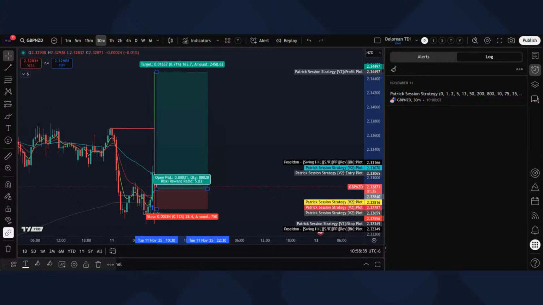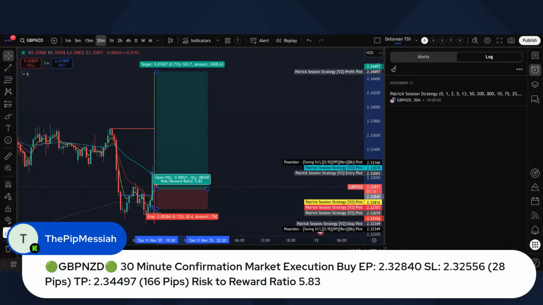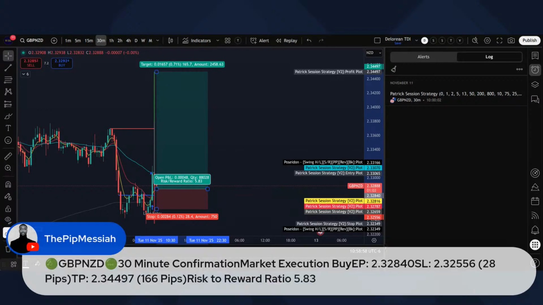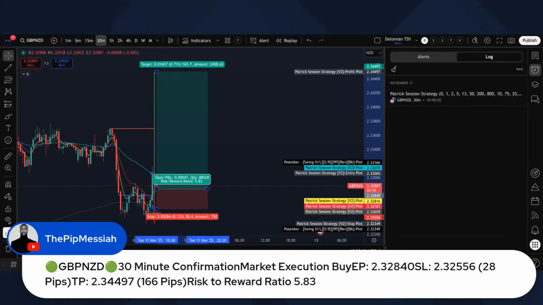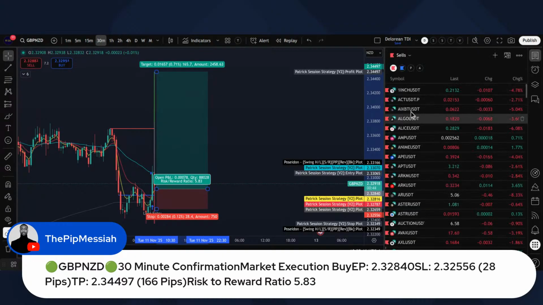And here's your next signal for Twitter. And for everyone else, we've got the Great British Pound Sterling versus the New Zealand dollar. 30-minute buy. The entry is 2.32840. The stop loss is 2.32556 for 28 pips. And take profit is 2.34497 for 166 pips with a risk to reward ratio of 5.83. Again, that's a buy on the Great British Pound Sterling versus the New Zealand dollar on a 30-minute confirmation.